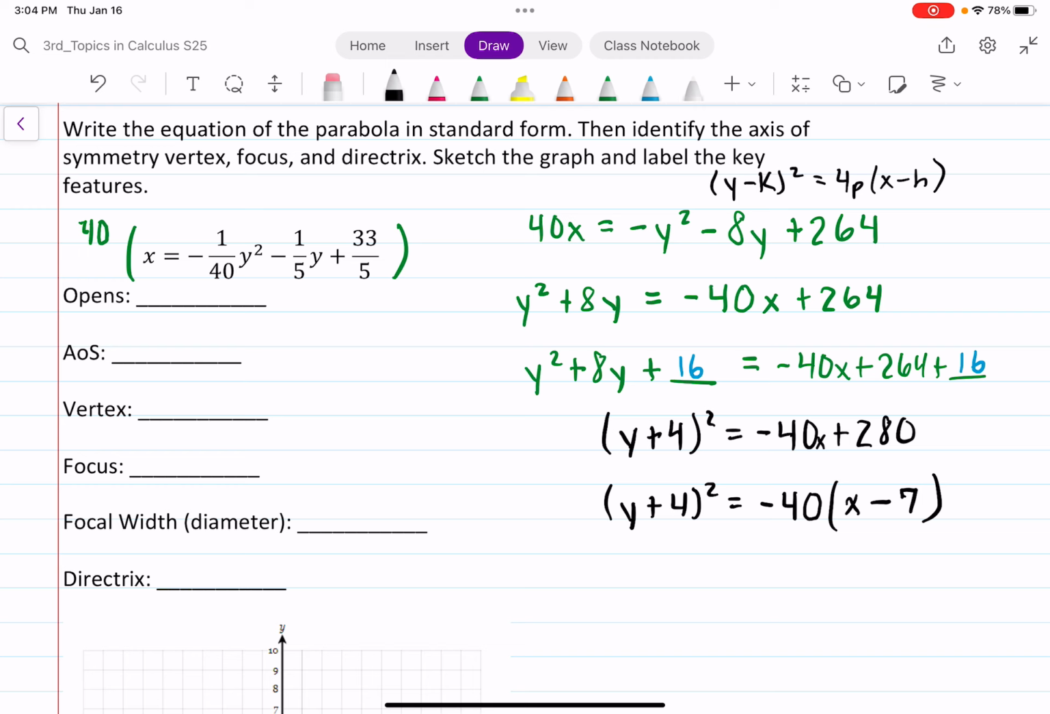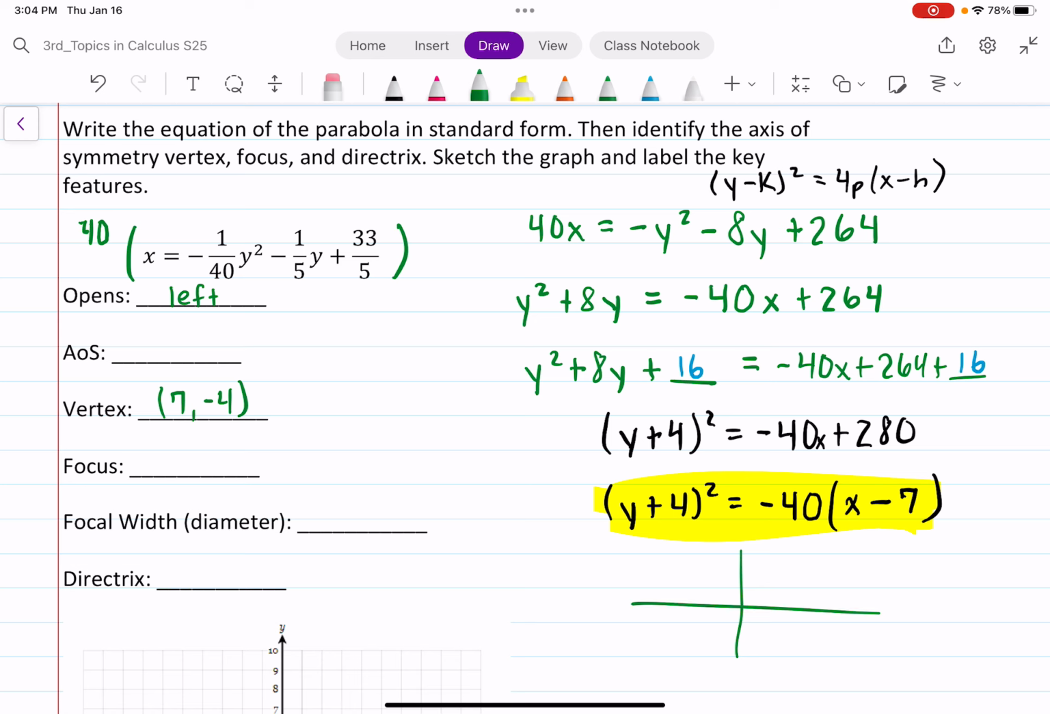And so now it looks, again, like what we did yesterday. So in this case, because it's negative and y squared, that means it opens up to the left. Your vertex, this is the one where you got to remember the vertex is not negative 4 comma 7. It's always h comma k. So your vertex is 7 comma negative 4.